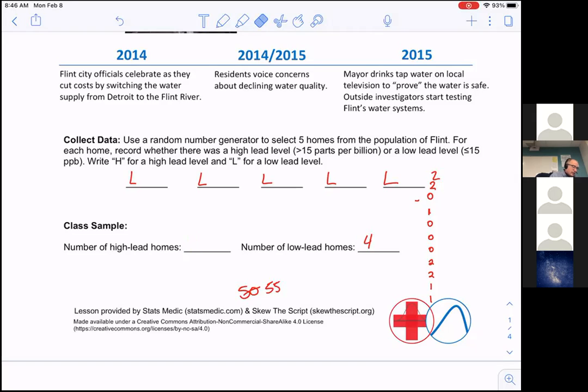2, 4, 6, 8, 10, 11. So we got 11 high lead homes out of 55. So that means that we have 44 low lead. All right, so now we're finally where we need to be. We have 11 and 44 in our class of 55.